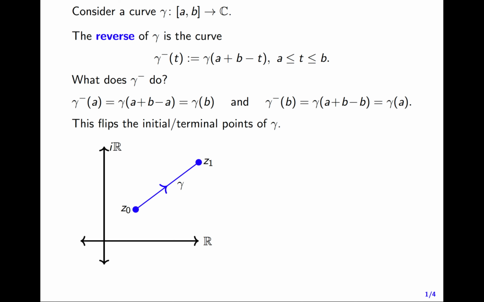So here was a line segment that we saw in the previous video. We go from z0 to z1 with gamma, and then the reverse will take us from z1 to z0.